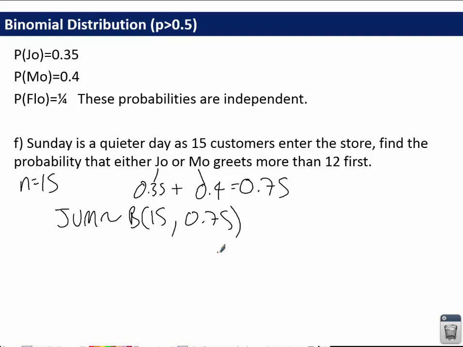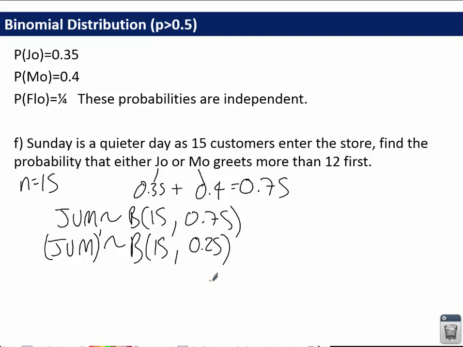Alarm bells. This is similar to the last question. The probability is greater than 0.5, so we can't use the tables in this format. So straight away I can say not Joe or Mo, but it's still binomial, n is still 15. The number of trials are the same, but what happens to the probability? Well, it's 1 minus 0.75, so it'll be 0.25. Little check, 0.75 plus 0.25 equals 1. Sounds like we're on the right lines.